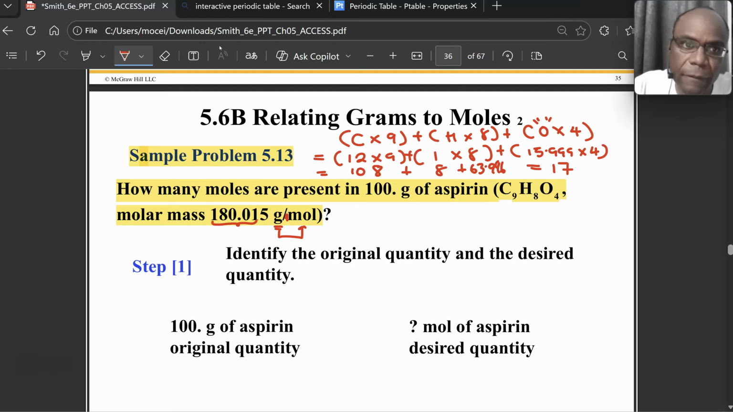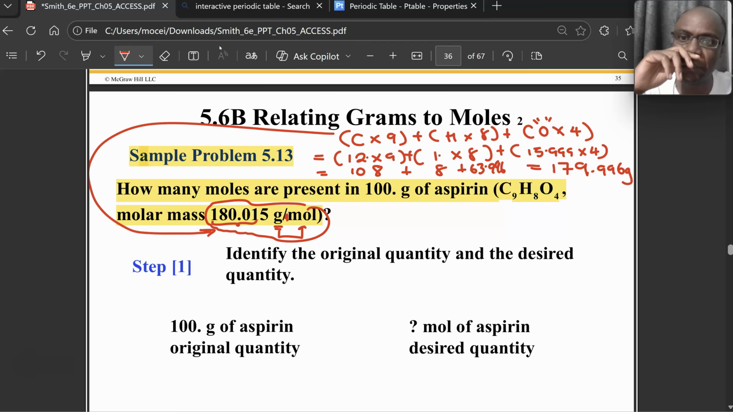The answer I'm getting is 179.996 grams, which is just close to 180.015. It just depends on how many decimal places you're approximating, but usually, again, you don't want to approximate that much. I'm just giving you an example of how this number was found using a periodic table.